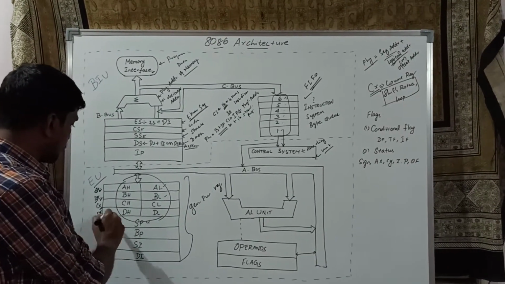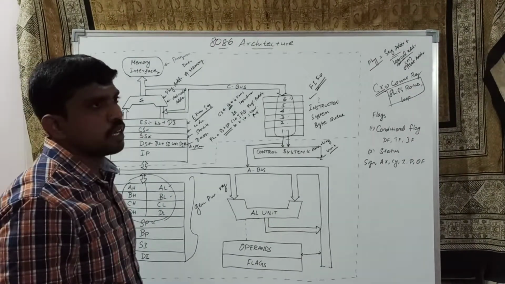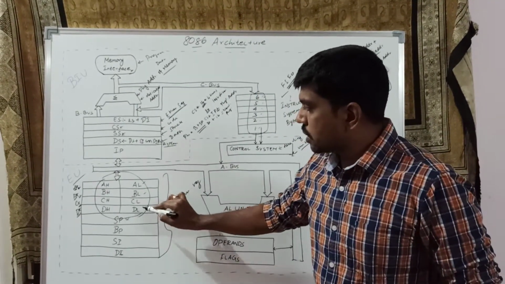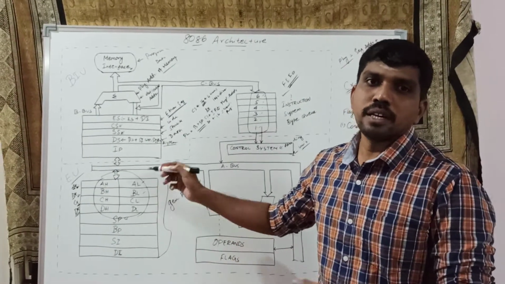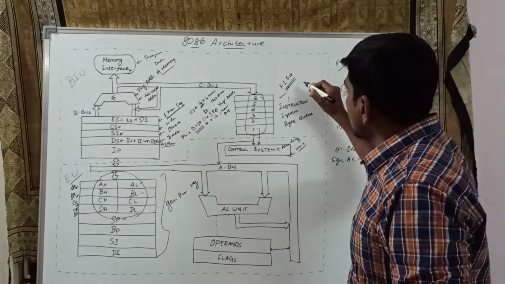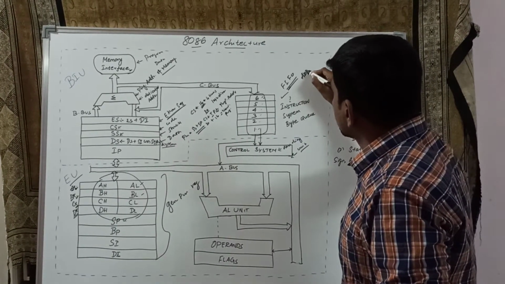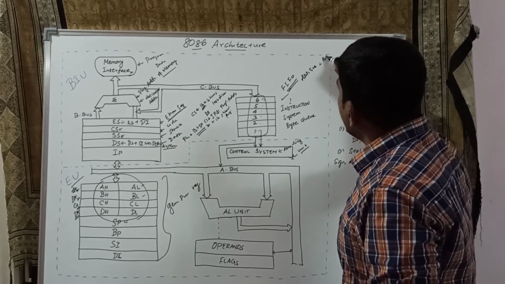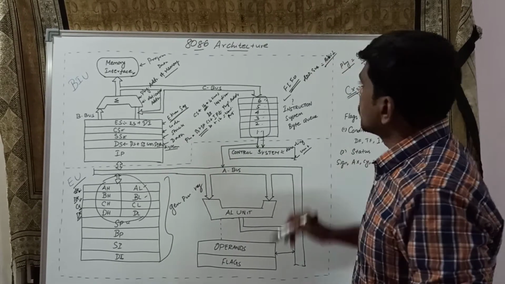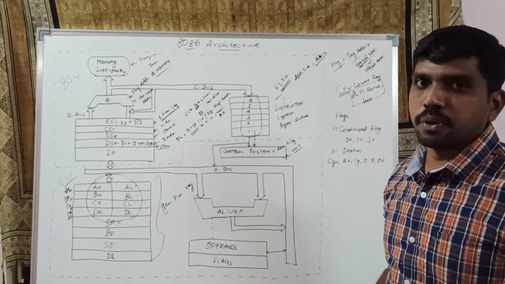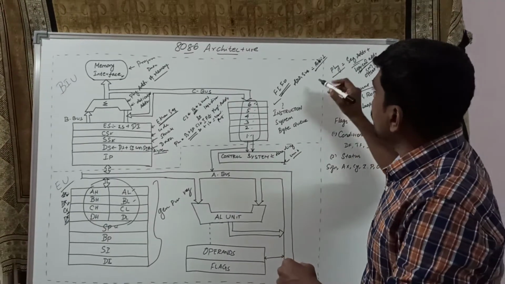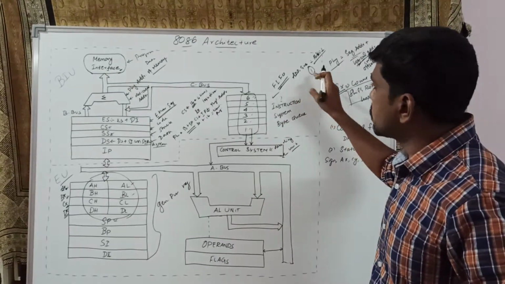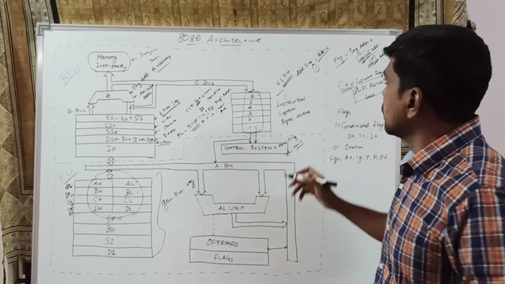The next register is DX. The DX register is the data register. It stores the data and it stores the result. Suppose we want to perform the addition and subtraction functions, the result is only 16-bit. Only a 16-bit result is produced. Suppose any overflow occurs, that overflow is 1 bit. That 1-bit overflow is stored in the carry register.